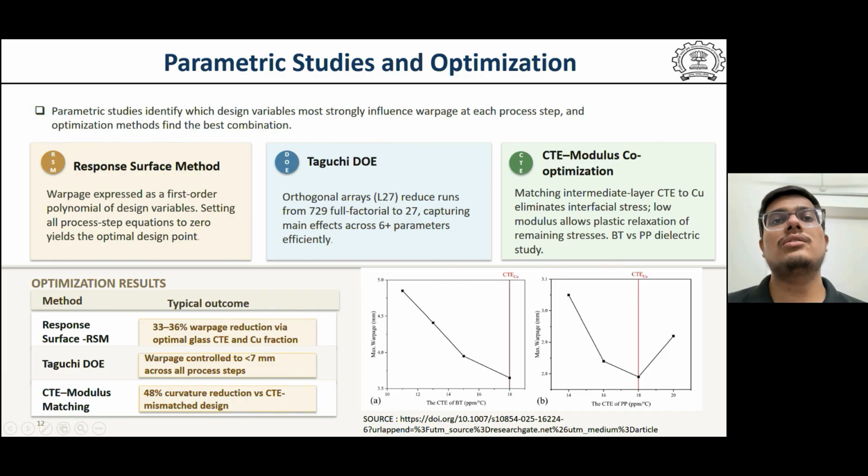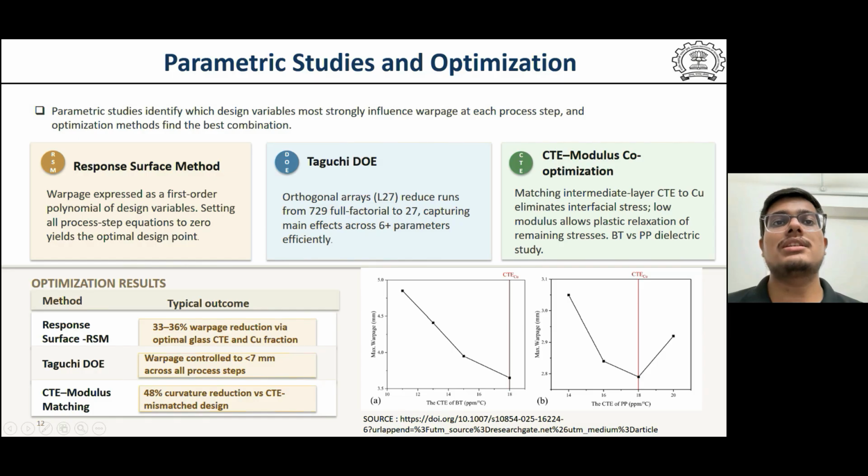Instead of testing all the combinations, we use an orthogonal array system in this method. For example, an L27 array reduces 729 simulations to just 27, which is huge. While capturing the key effects, it is very effective for screening and sensitivity analysis. The third approach is CTE modulus co-optimization.